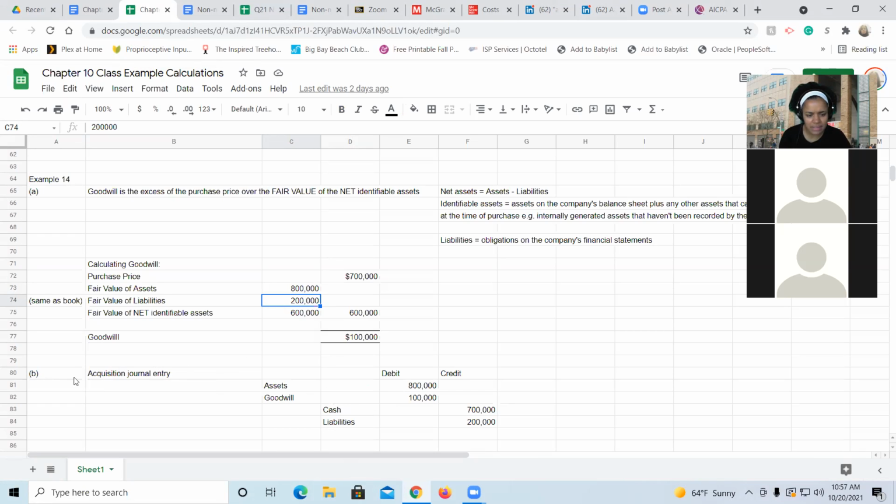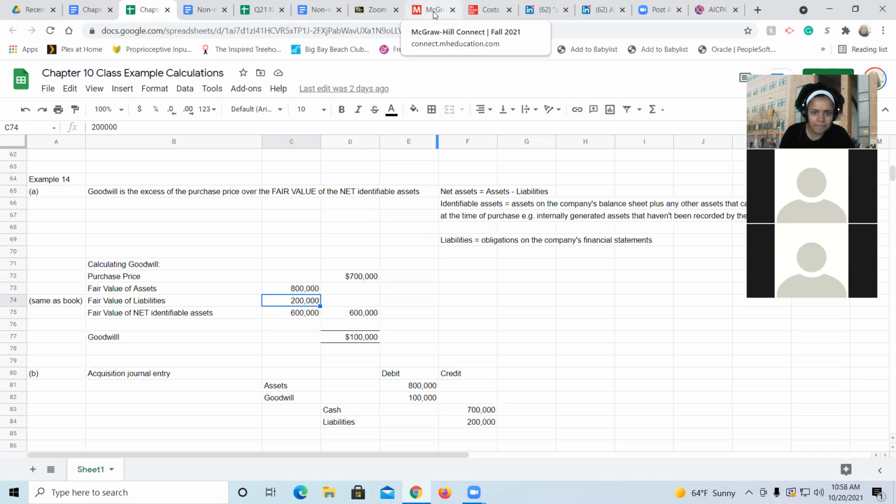And then they also asked us in part B to do an acquisition journal entry. When you purchase another company, you acquire all the assets, you assume all the liabilities. Goodwill is an asset that is created as part of the acquisition, and then you credit cash with the amount of cash that was actually paid. Cash is a fact, cash was paid, so we include the actual amount there. So that was where we left it.